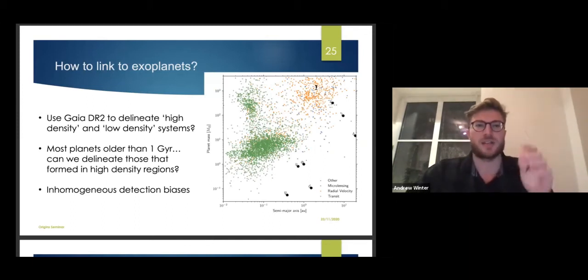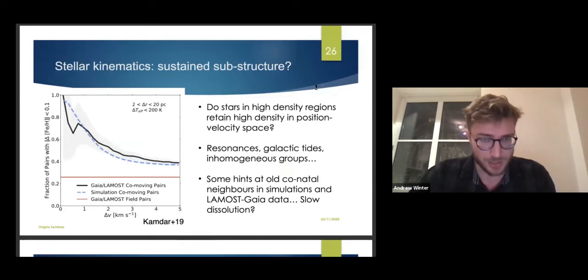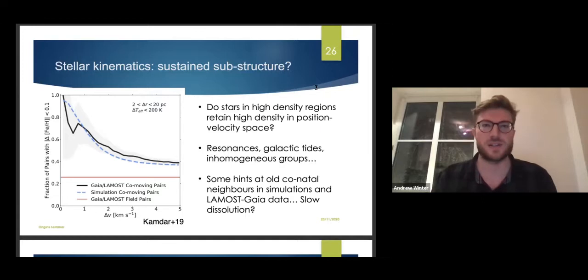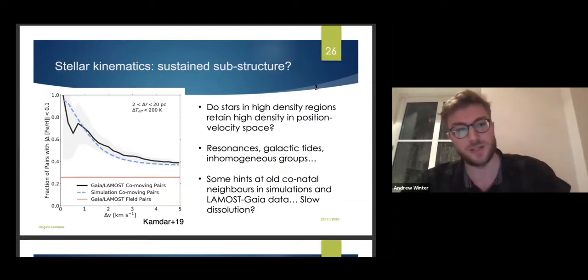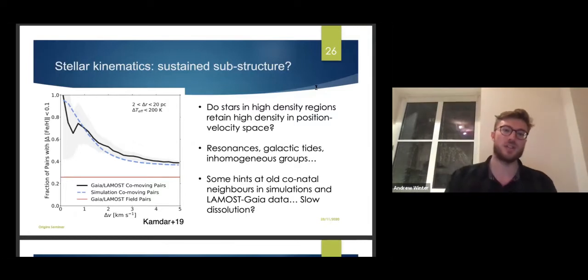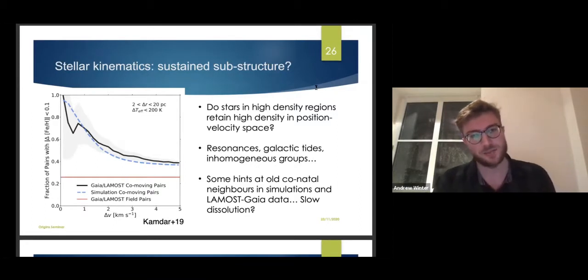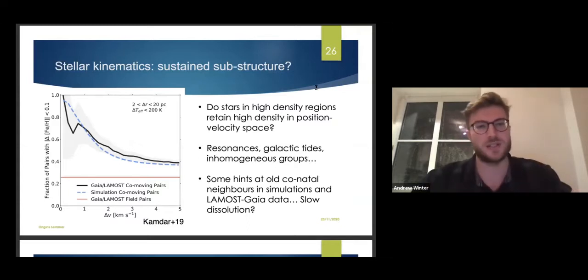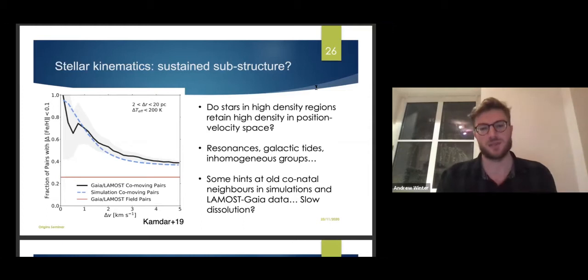So we have inhomogeneous detection bias, and we want to identify a kinematic substructure around exoplanet hosts that are older than around a giga year old. So the first question is, is there any evidence of sustained substructure for stars older than a giga year? There is some evidence that you do get this correlation between the metallicities of stars, their positions and their velocities. There's this paper by Harshal Kamdar last year, which is very interesting, using simulations which predicted essentially co-moving pairs, which I think were defined as those with similar velocities within 2 kilometers per second and within 20 parsecs of each other.